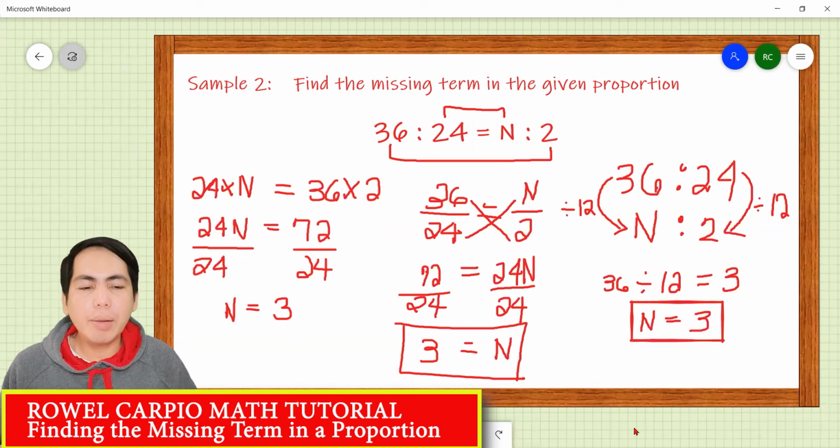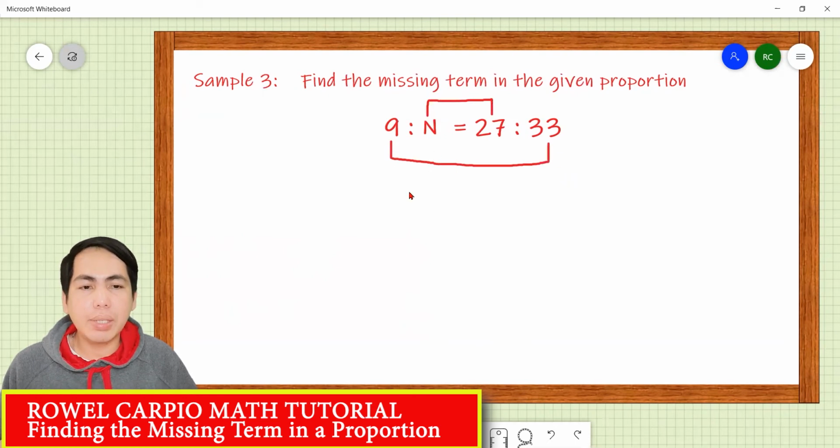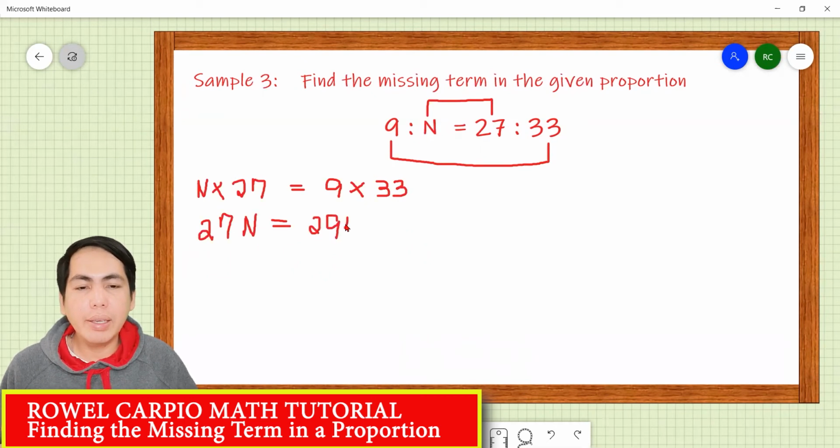Now let's have sample number 3. Find the missing term in the given proportion. We have 9 is to n equals 27 is to 33. So we have to multiply our means and we also have to multiply our extremes. So n times 27 is equal to 9 times 33. n times 27 is 27n, while 9 times 33 is 297.